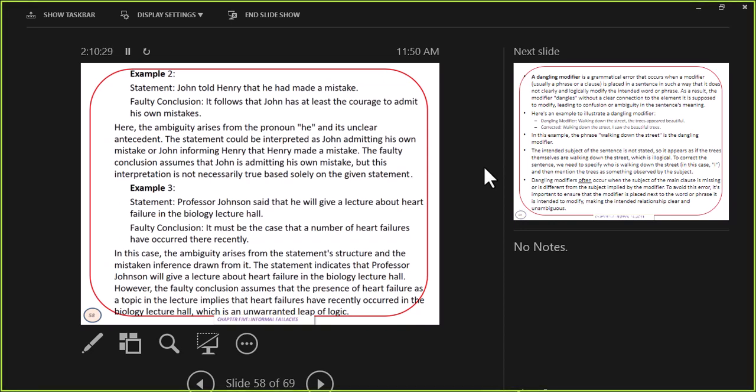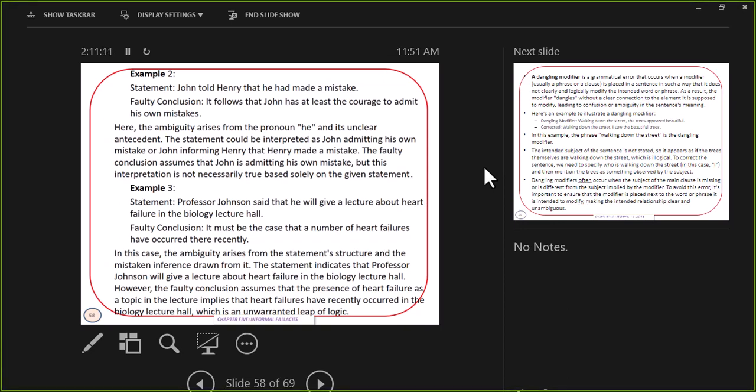Why? Because of the ambiguous antecedent of the pronoun he. It can refer to Henry or to John. Ambiguous antecedent of the pronoun he may lead to the kind of fallacy known as amphiboly. Ambiguity arises from the pronoun he and its unclear antecedent. The statement could be interpreted as John admitting his own mistake or John informing Henry that Henry made a mistake. The faulty conclusion assumes that John is admitting his own mistake, but this interpretation is not necessarily true based solely on the given statement, right?